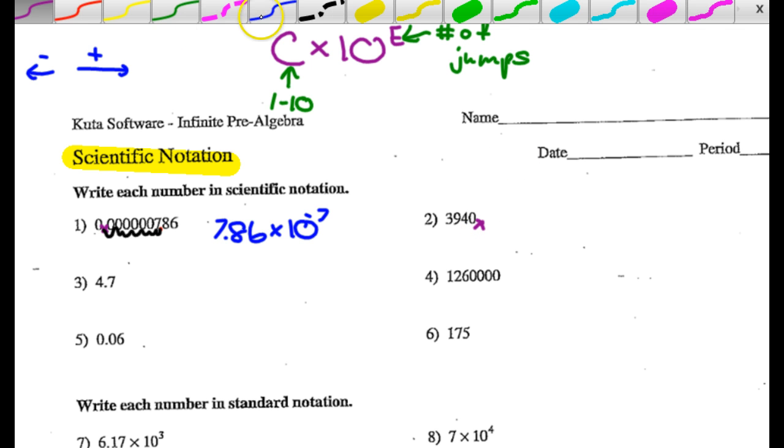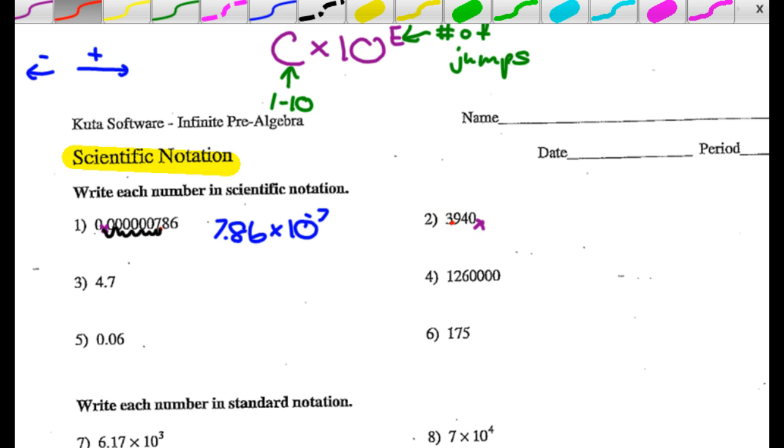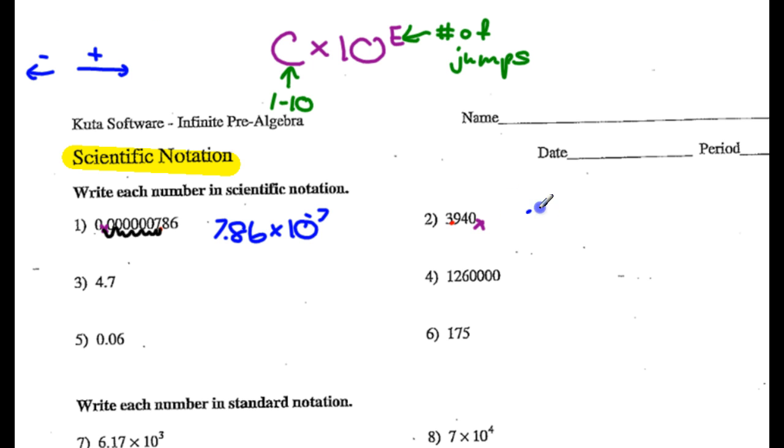So remember, I need to drop a decimal to make this number between 1 and 10. So think about where we can put it. I want to put it right here, because that's 3.94. That's between 1 and 10. So my C number in the front is 3.94 times 10. And now my e is my exponent, which is my number of jumps. Start on the decimal, go back to the x. 1, 2, 3. And because we went right, it's a positive 3. Okay? Alright, let's try a couple more here.